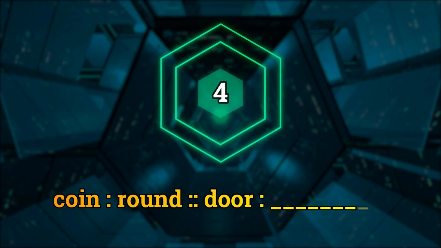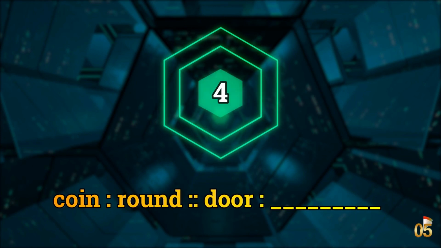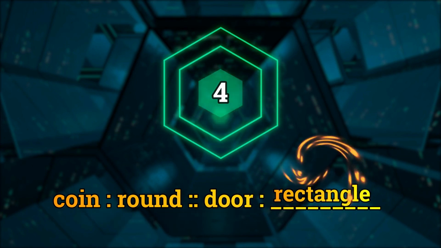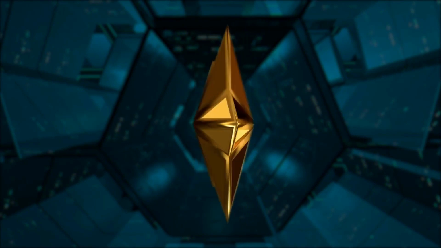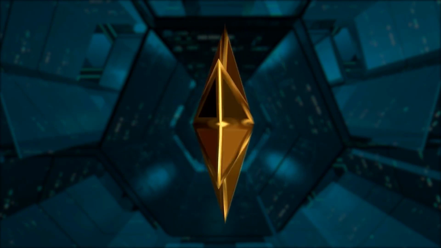Number 4. Coin, round, door, blank. The answer is rectangle. This is another example of characteristics analogy. Did you get it right? If yes, this means this star is for you.